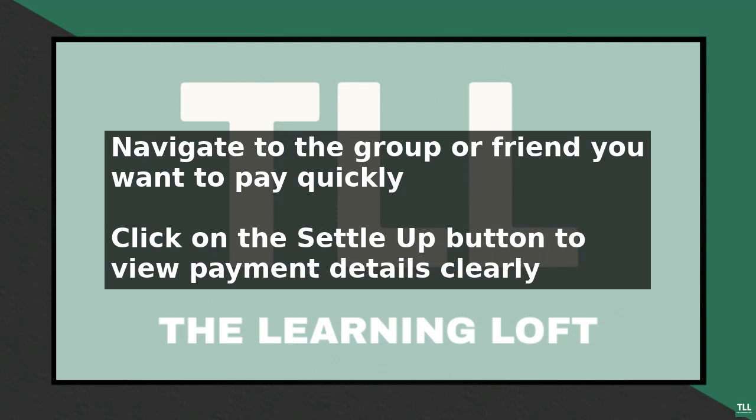This will take you to a page where you can see the amount you owe and the payment methods available. Choose your preferred payment method, such as PayPal, Venmo, or bank transfer. Enter the amount you want to pay and add a note if you want to leave a message.